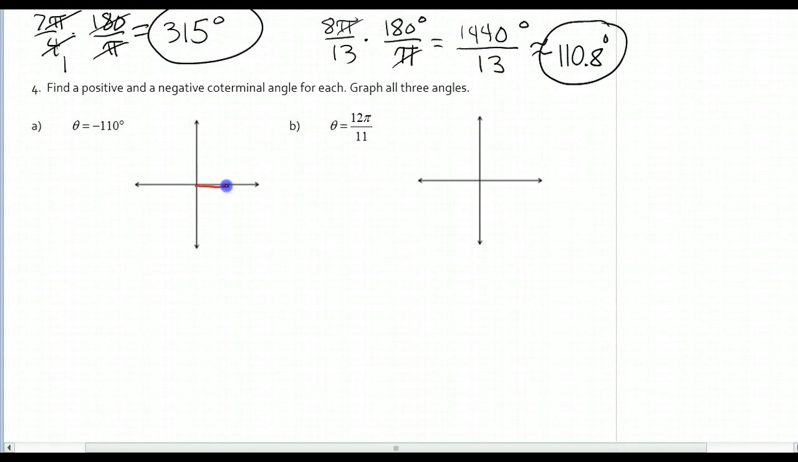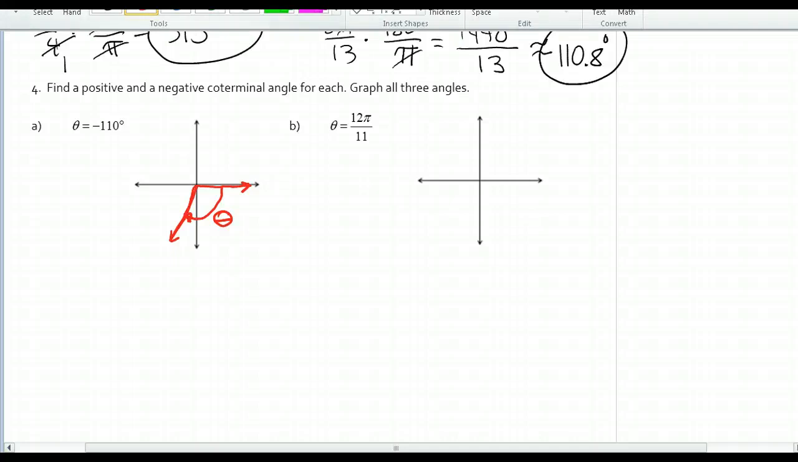So I've got negative 110 degrees, so that's 20 degrees more than negative 90, so it's going to be somewhere over here in the third quadrant. And it's negative rotation, so that's clockwise, so this is going to be theta. And then I think it's easiest to draw the other coterminal angles.